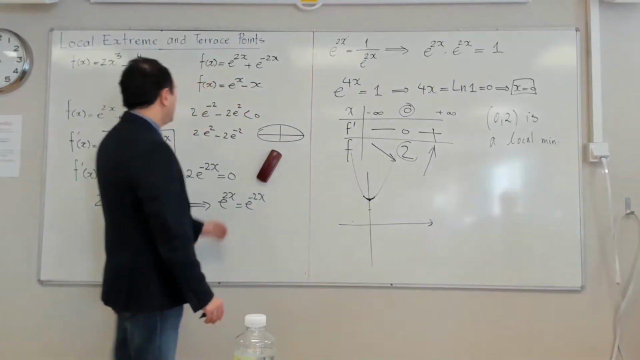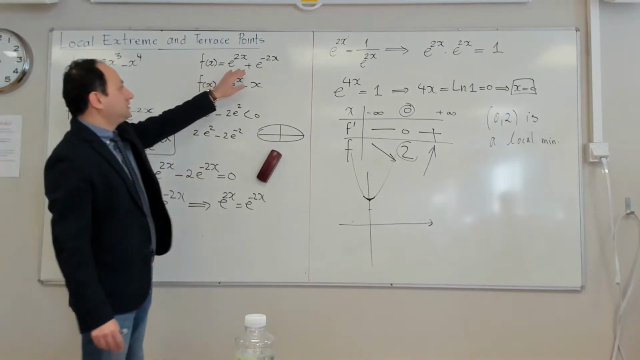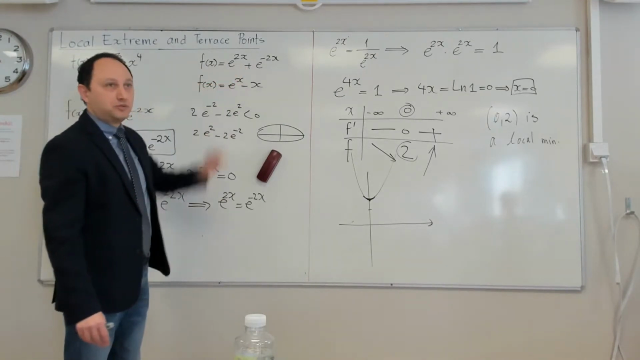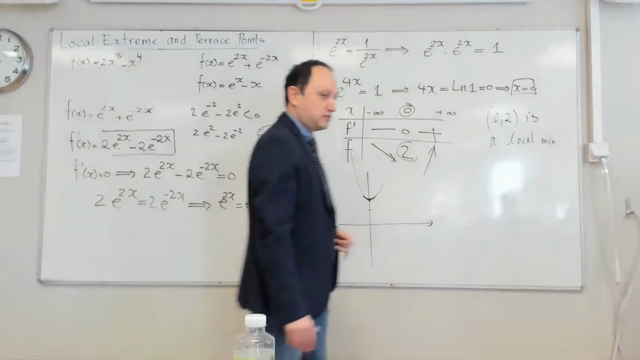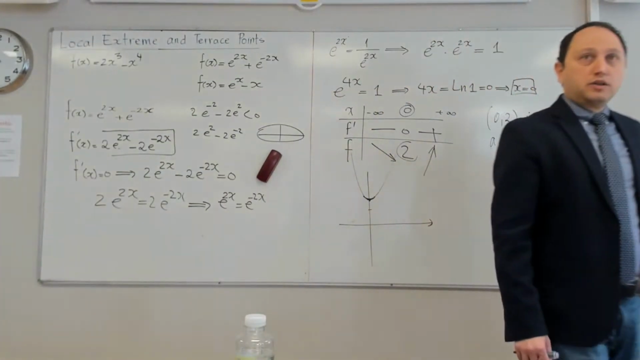And this is something that you will learn later. This is called the cosine hyperbolic function. So that's a cosine hyperbolic function, of course, multiplied by 2. Okay, any questions?